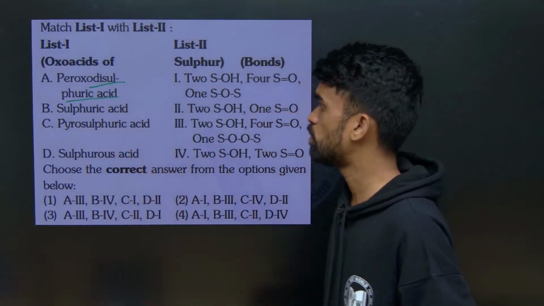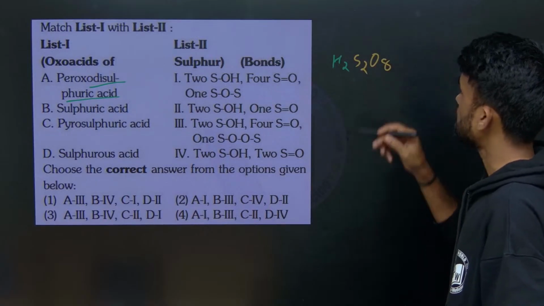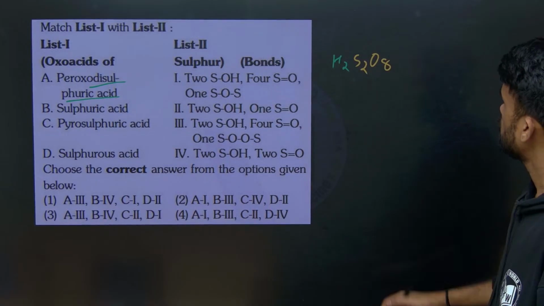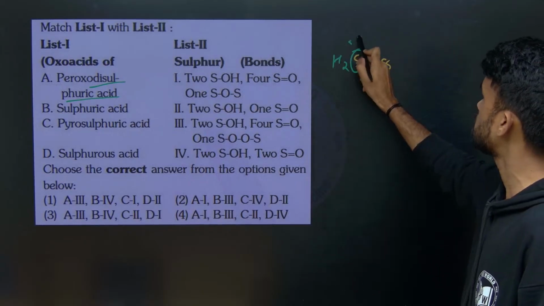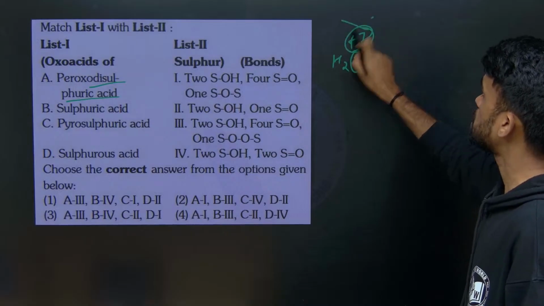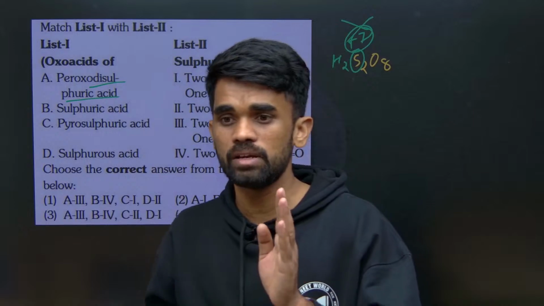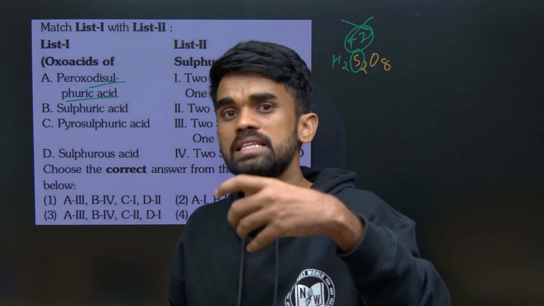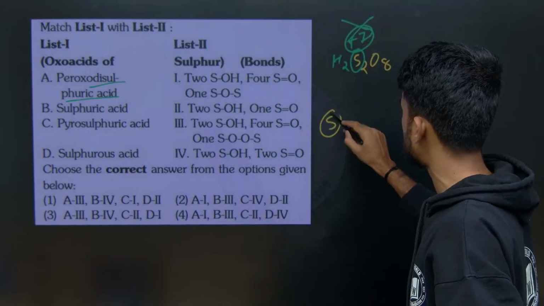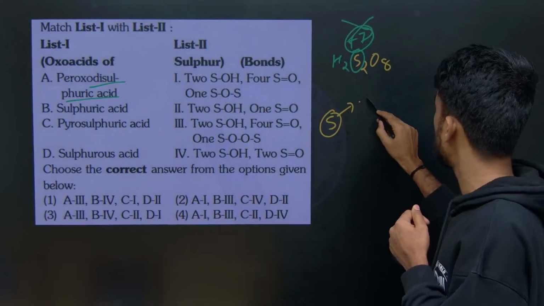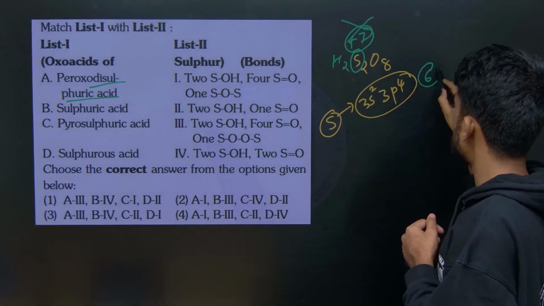Peroxodisulfuric acid. So what is the formula? H2S2O8. If you calculate, you will get the average oxidation state of sulfur as +7. So it is not possible. For any element, the maximum oxidation state equals the number of valence electrons present in that atom. For sulfur, how many valence electrons are present? We write 3s2, 3p4, so it means 6 valence electrons are there.